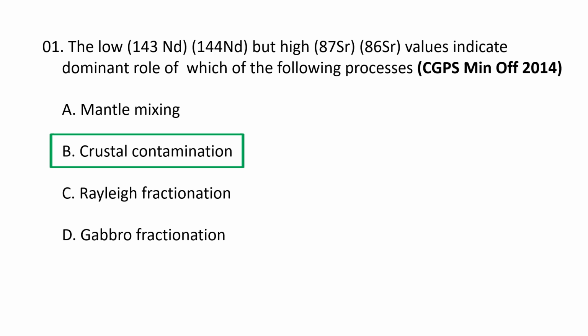Low 143 neodymium to 144 neodymium ratio combined with a high strontium 87 to strontium 86 ratio is a strong indication of crustal contamination in a geological sample. It signifies that the magma has interacted with and assimilated material from the continental crust, which is typically enriched in strontium relative to neodymium. So B, crustal contamination is the correct option.